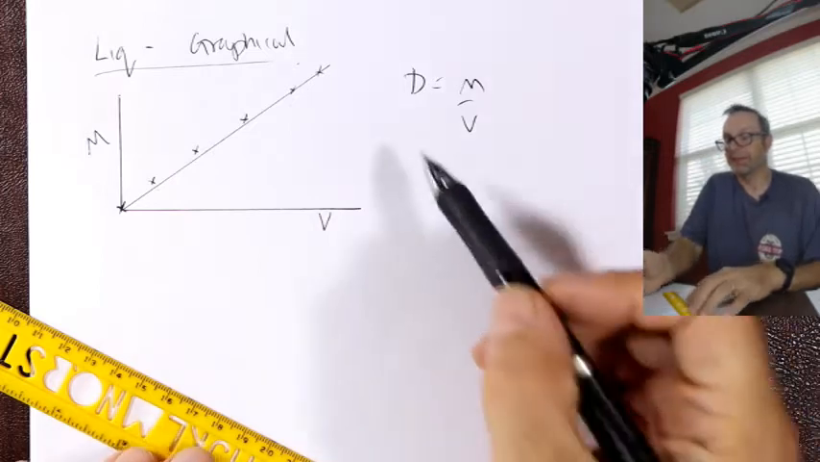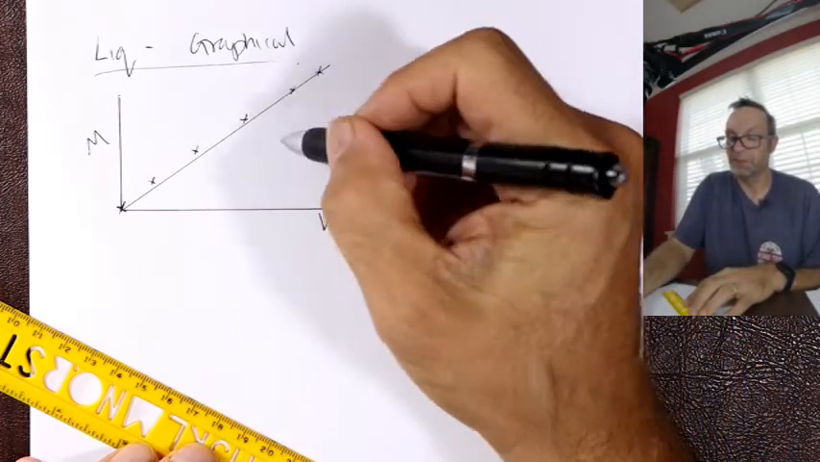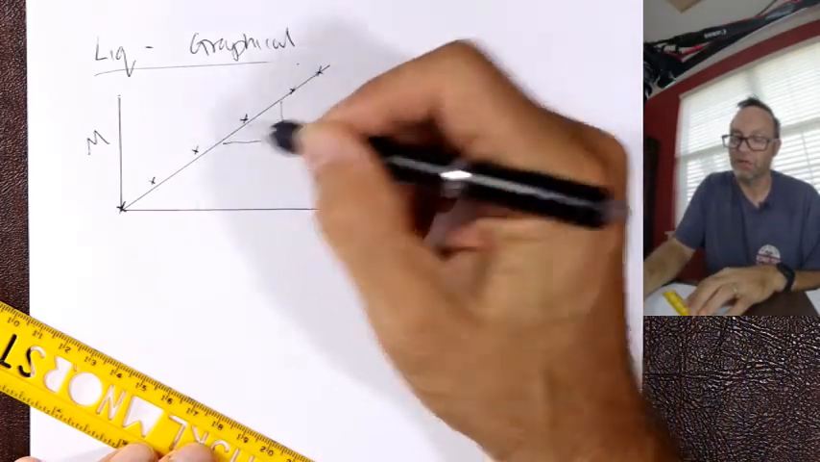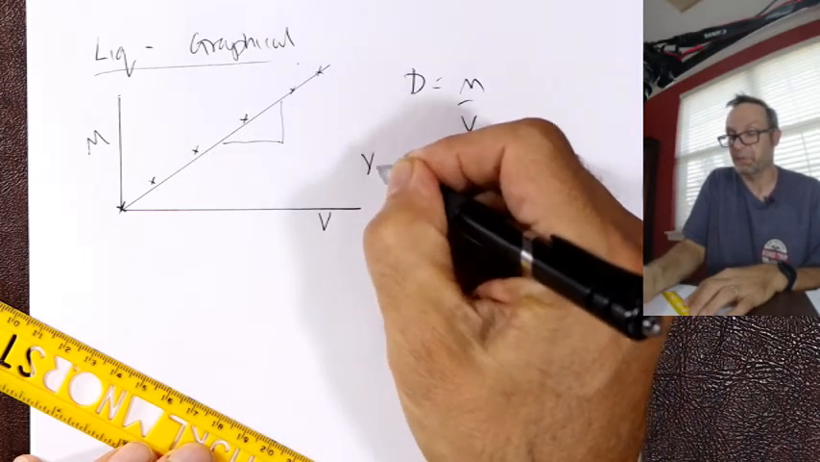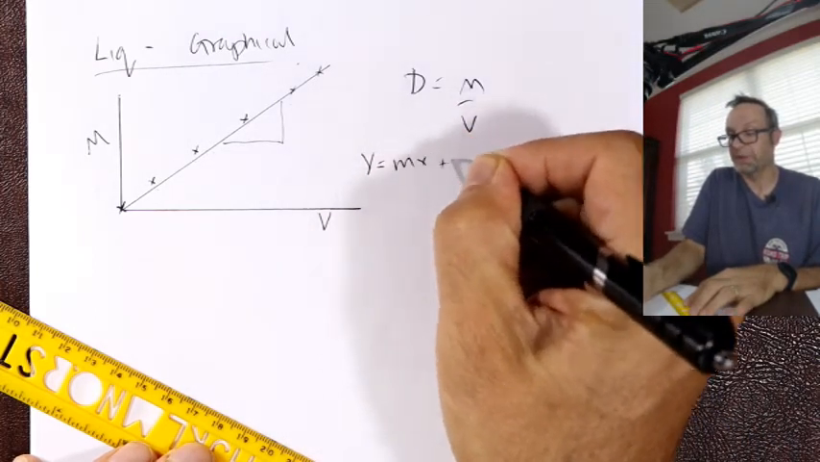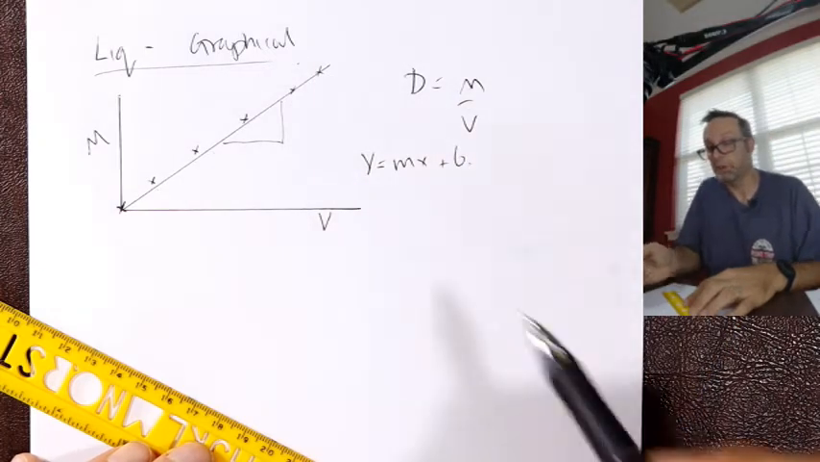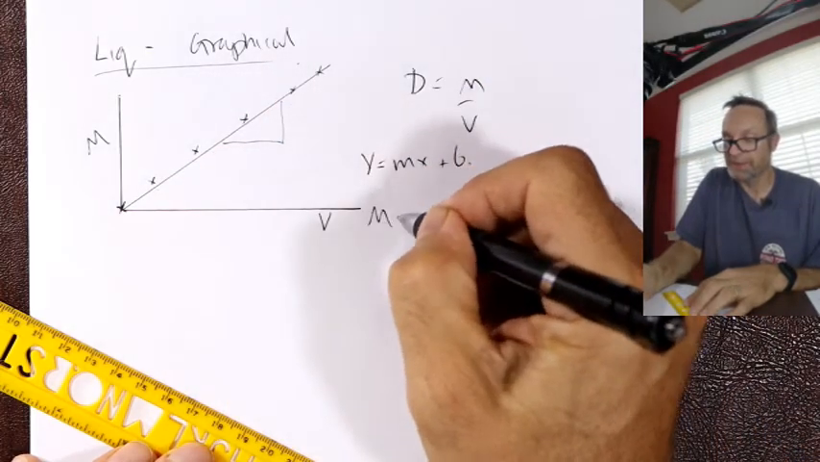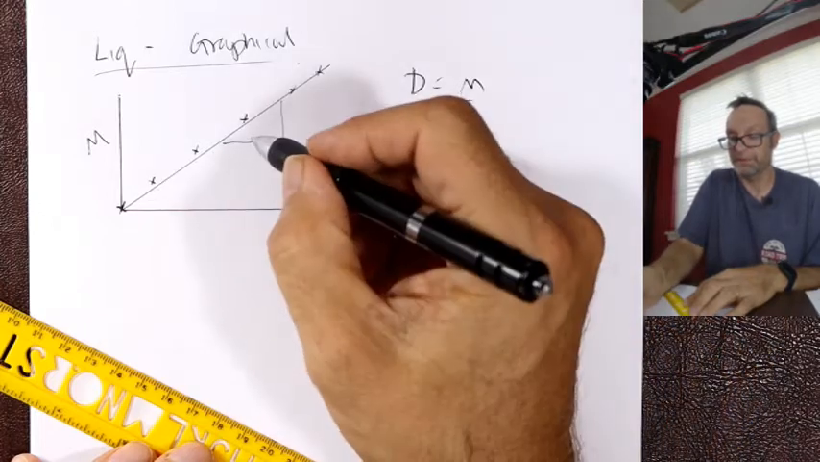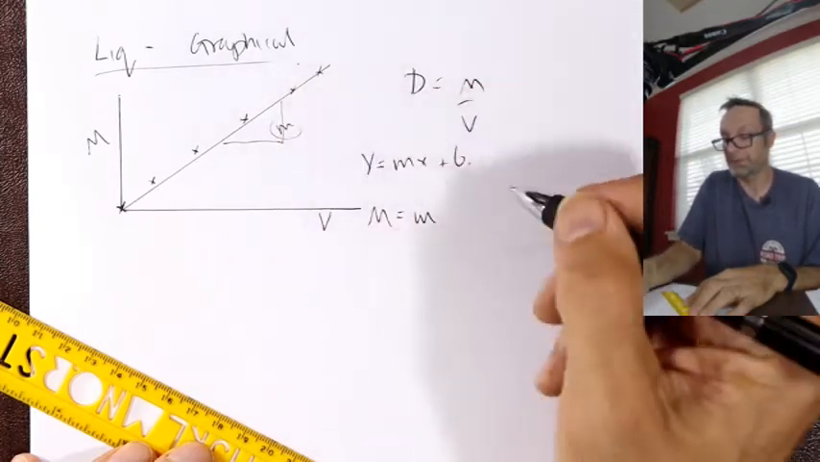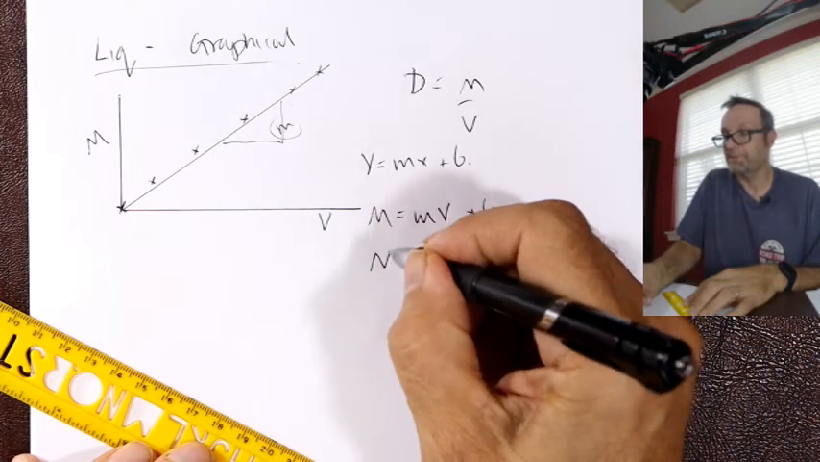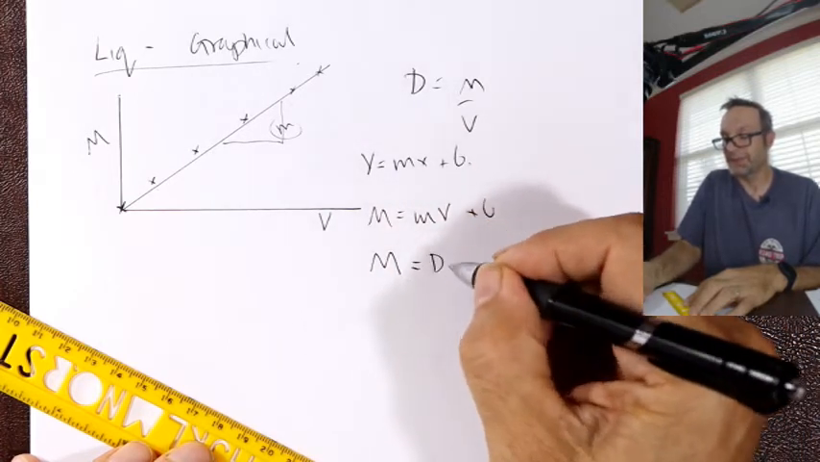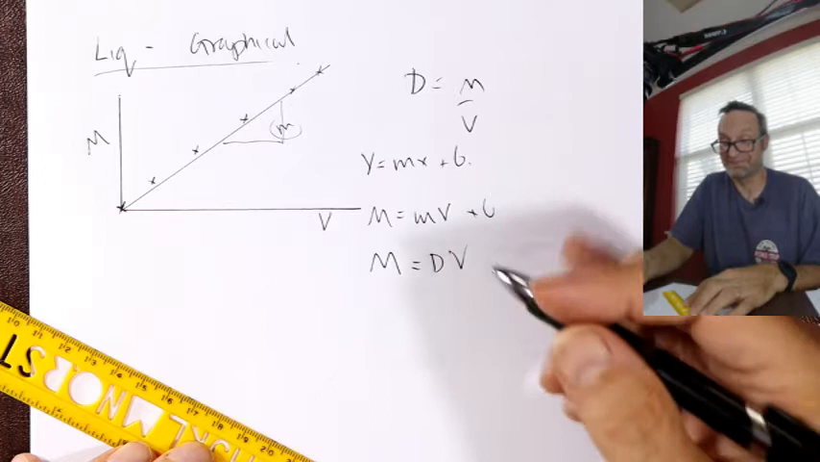So if you think about it, density is mass over volume, which is rise over run. That's the gradient of a straight line. So for a straight line, y equals mx plus b, as you know, right? But what's y? Y is mass. Mass equals m, the gradient, which is the density, times the volume plus b. So m equals density times volume. We know that from our little triangle.